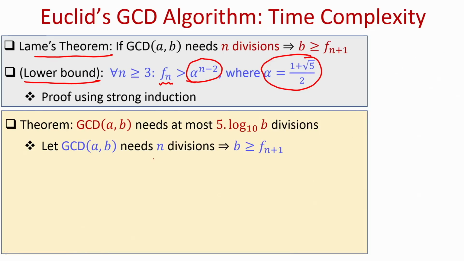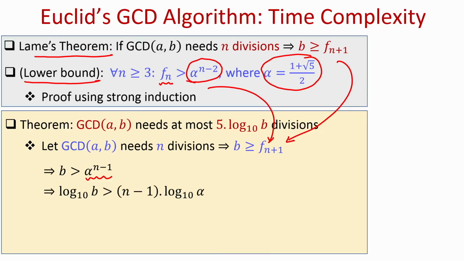Imagine that there are n modular divisions or n mod operations performed inside your Euclid's algorithm. Then as per Lame's theorem, we know that the value of b is at least as large as the (n plus 1)th Fibonacci number. And now, if I apply the lower bound on F of n plus 1, I can relate it with the golden ratio. So, I get the conclusion that b is greater than alpha power n minus 1, and the value of alpha is (1 plus root 5) over 2.